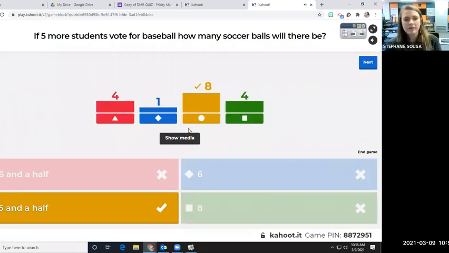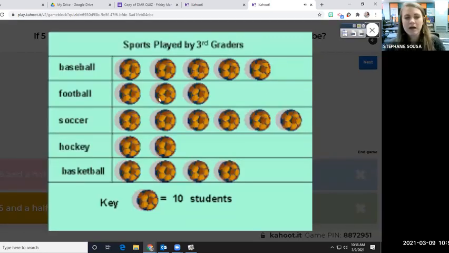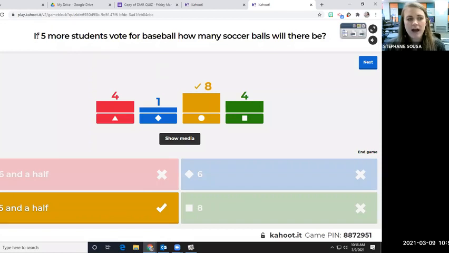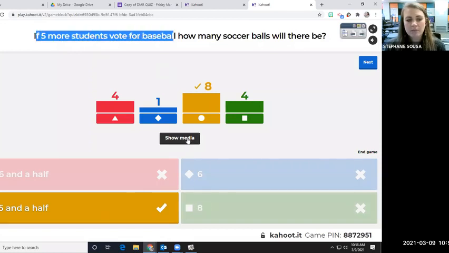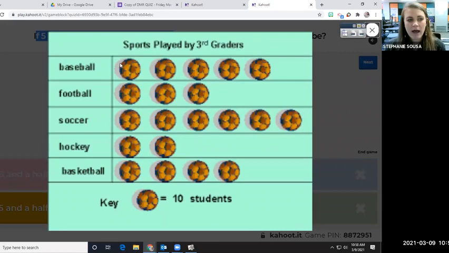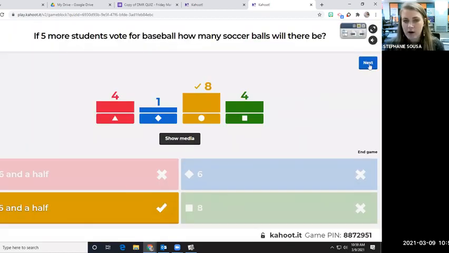Five and a half. Let's talk about this one. It's a little hard to think. It says soccer balls because that's what the picture on the picture graph is. The question was if 5 more students voted for baseball. Right now, baseball has 1, 2, 3, 4, 5 soccer balls. Half of 10 is 5. So if we wanted to show 5 more, we would need half of a soccer ball. So there would be 5 plus half of a soccer ball on the picture graph.